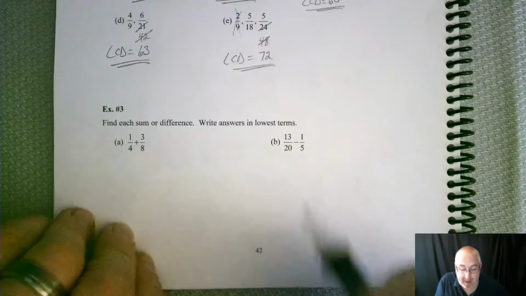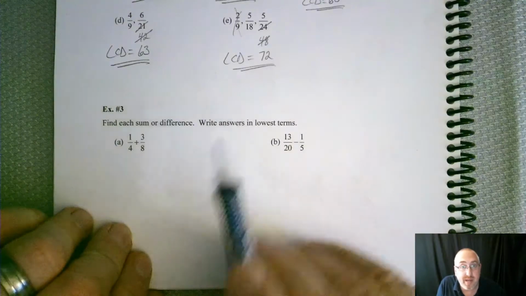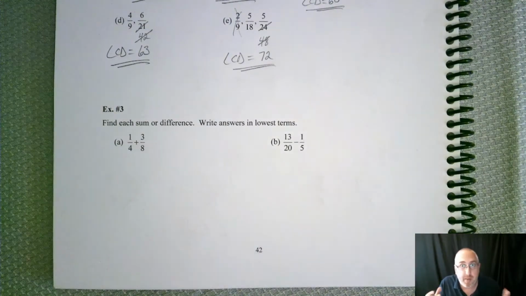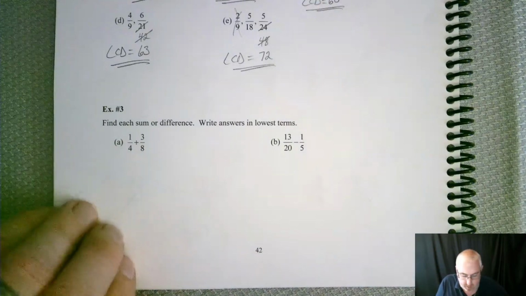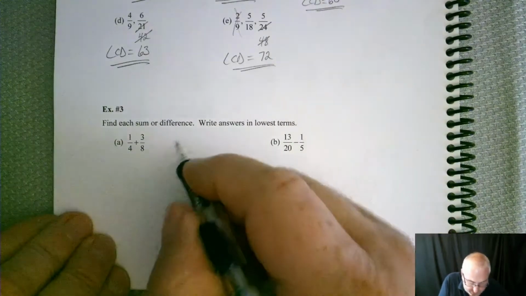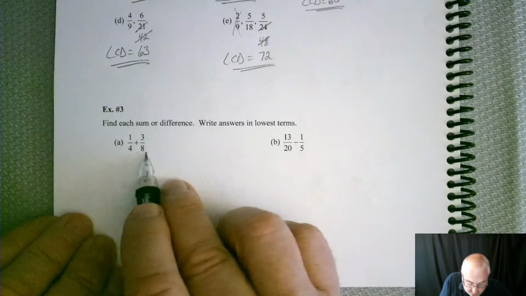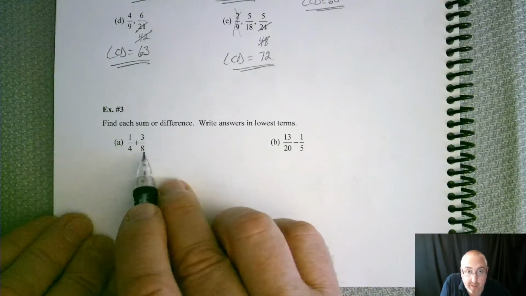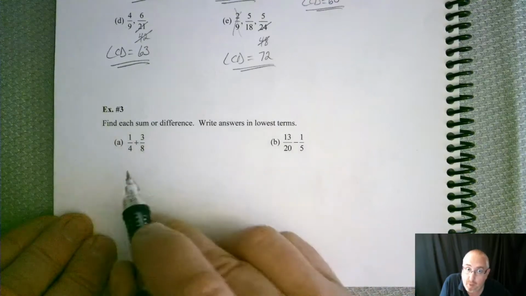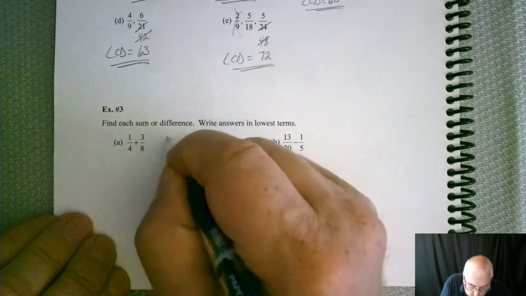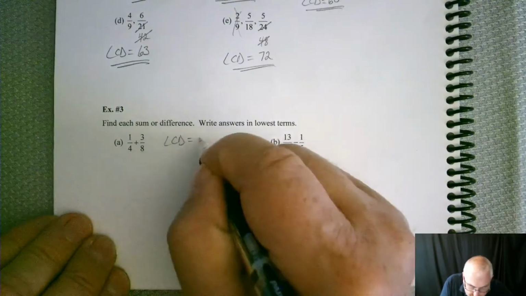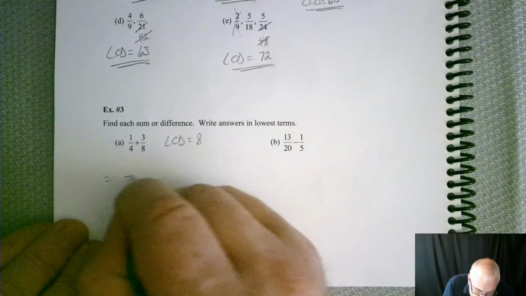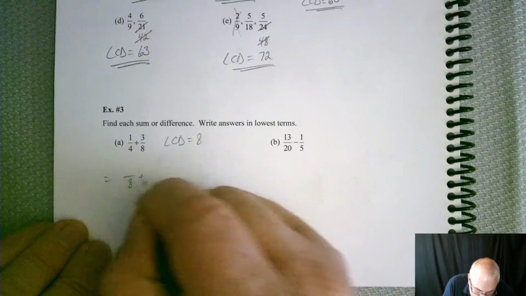So how do we use that LCD to add and subtract fractions in general when those denominators don't match up? Well, let's take it step by step. So let's look at our first one. We got 1/4 plus 3/8. So 4 and 8 is a nice pair. 4 goes into 8 evenly, so we know our LCD is equal to 8. So we should be able to change all of our denominators to 8s.